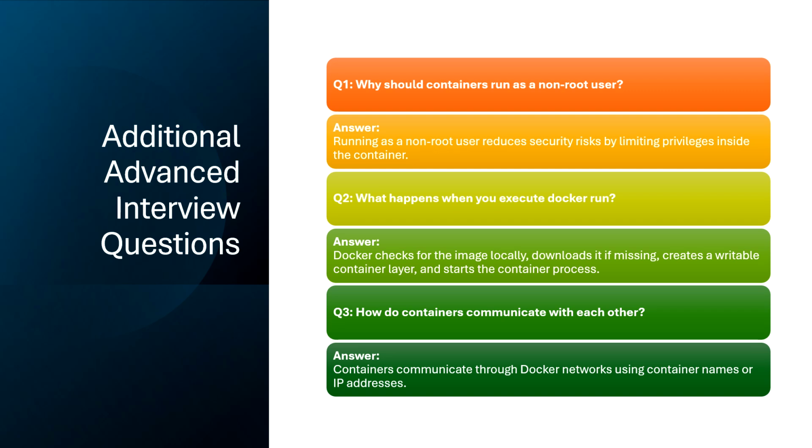Next, what happens when docker run is executed? It will check for the image locally. If not available, it will pull it, create a writable container layer, configure the networking, and start the container process. How does communication happen between containers? Containers communicate through Docker networks, using container names or their IP addresses.